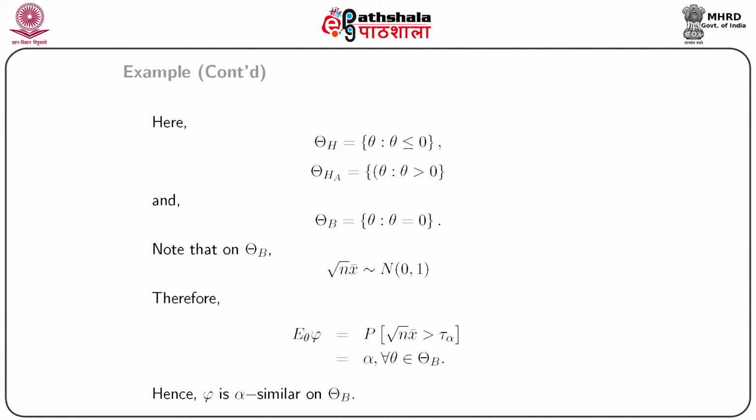Note that on Θ_B, √n x̄ follows Normal(0, 1), and therefore the expectation of ψ under θ is equal to the probability under θ that √n x̄ > τα, and it is equal to α for all θ belonging to Θ_B. Hence ψ is α-similar on Θ_B.